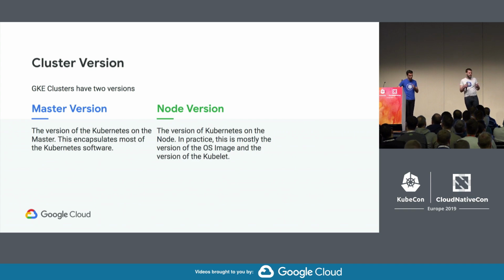So what are we rolling out? If you look at our release notes, we talk about 2 different sets of versions, and we talk about 2 different actions that we're taking. So the 2 different versions are the master version and the node version.